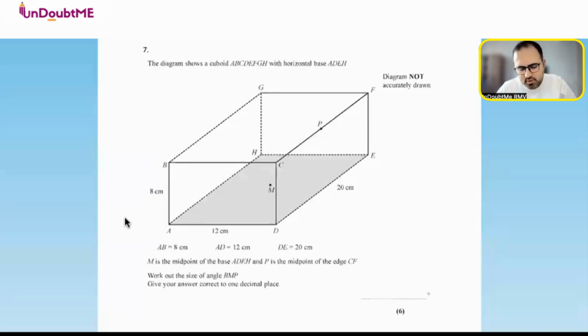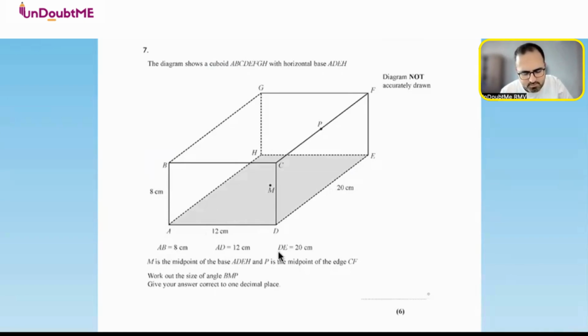Now the next question will be this. It is based on 3D trigonometry. Okay, we have to use the same sine, cosine, or SOH CAH TOA, anything, but we need to understand this 3D diagram first. So the diagram shows a cuboid with a horizontal base. The base will be rectangular. Just try to imagine that if you're seeing it from the top, you will just see a rectangle of dimension 12 and 20.